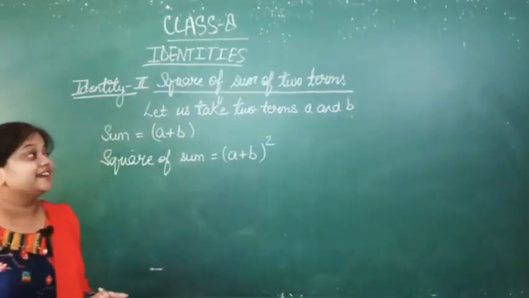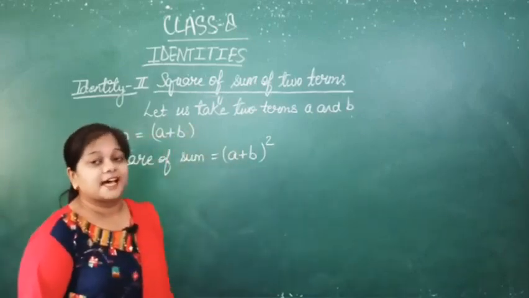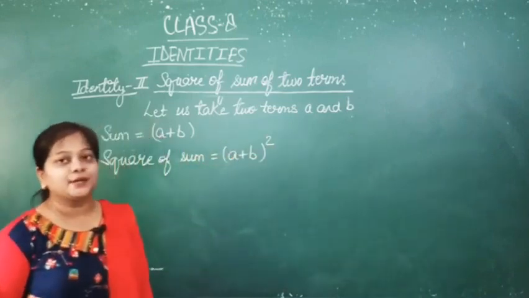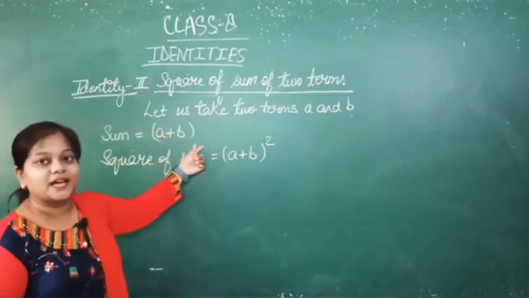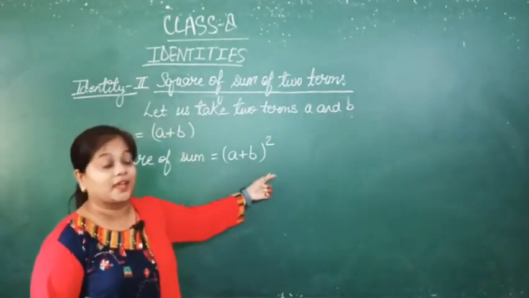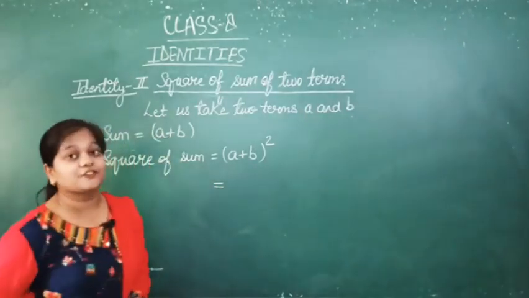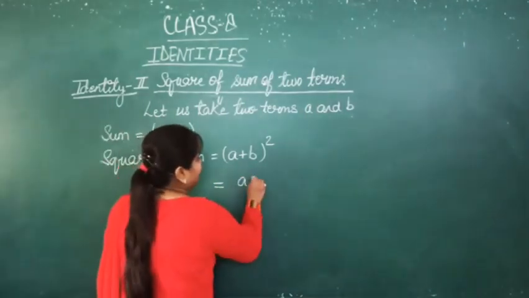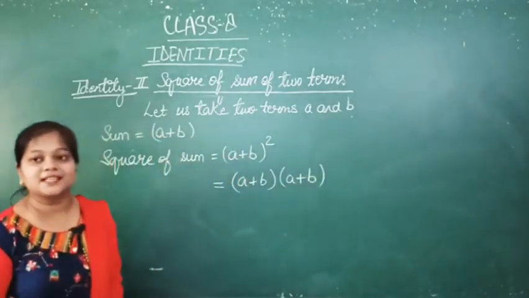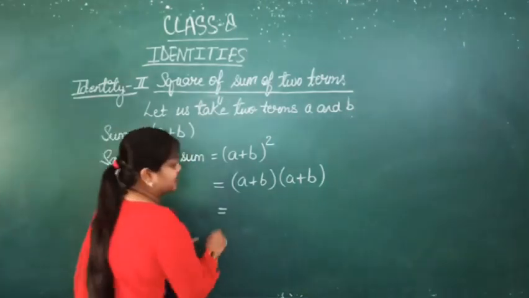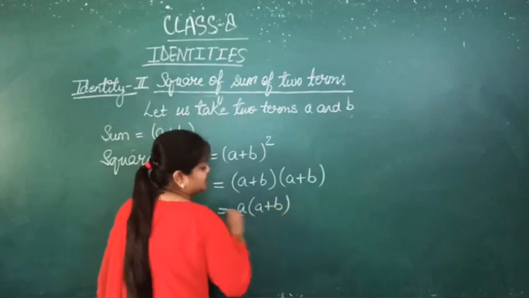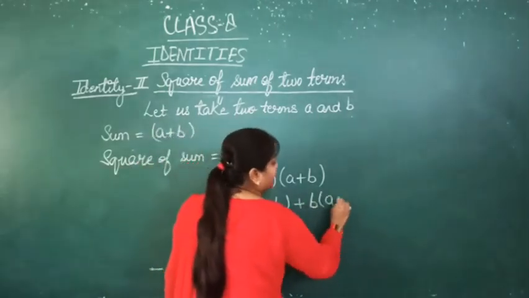Now our second identity is square of sum of two terms. For this, let us take two terms a and b. Their sum will be a plus b. Square of sum will be (a plus b) whole square. Now, using our properties of exponents, we can write it as (a plus b) into (a plus b). Now, multiplying these two brackets, we can write it as a into whole bracket (a plus b) into whole bracket (a plus b).